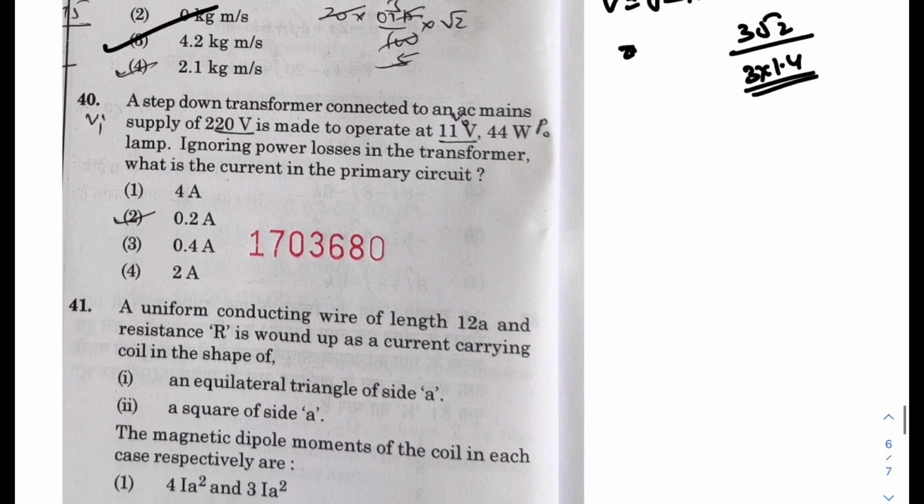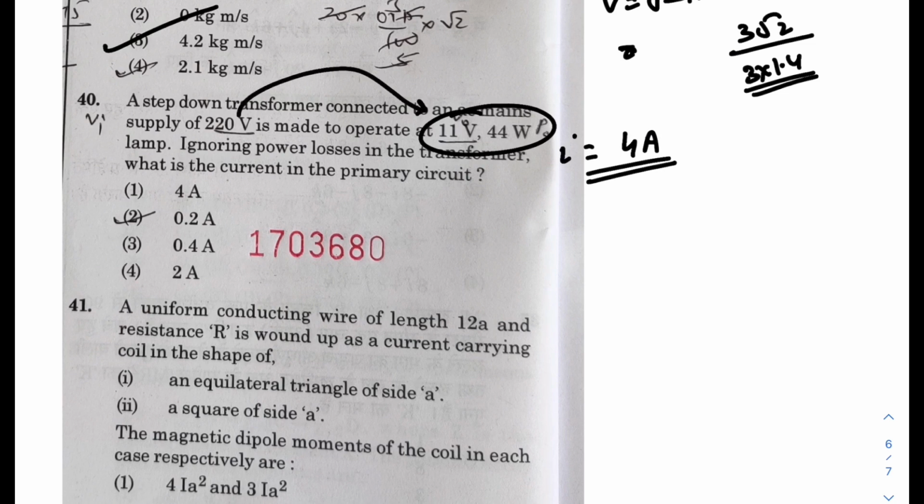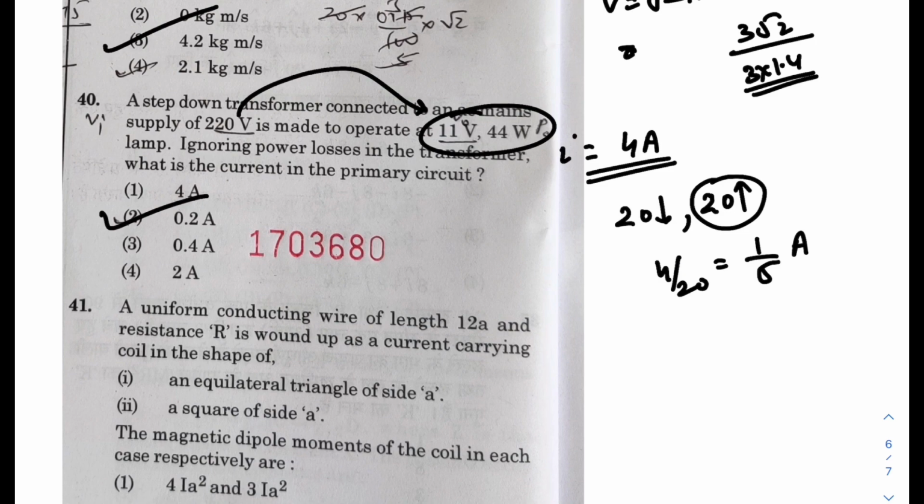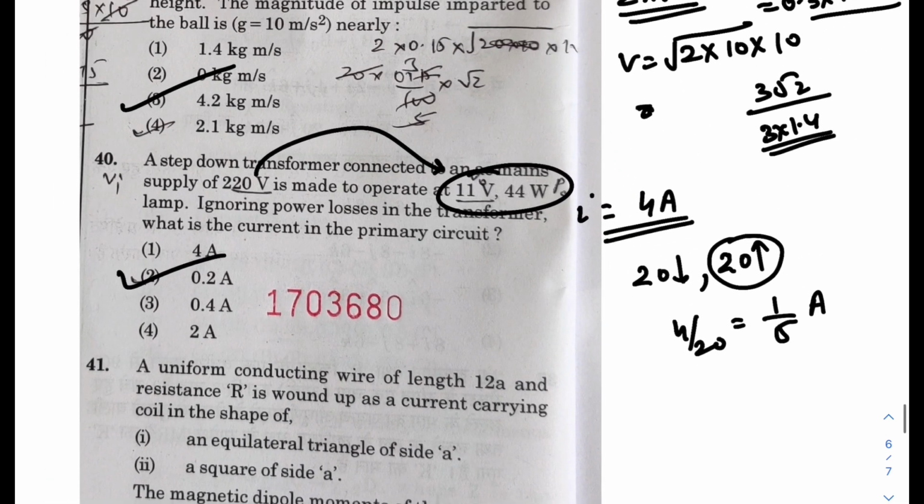Next one. A step down transformer connected to an AC mains supply of 220 volt is made to operate a 11 volt, 44 watt lamp. Ignoring power loss, what is the current in the primary circuit? First of all, P is equal to IV, so current is equal to 4 ampere here. So 220 to 11 volt, that means the potential is dropped by 20 times, so the current would have increased 20 times. So the current in the primary would be 4 by 20, or you can say it is 1 by 5 ampere. Go with 0.2 amperes. So this is till 40.